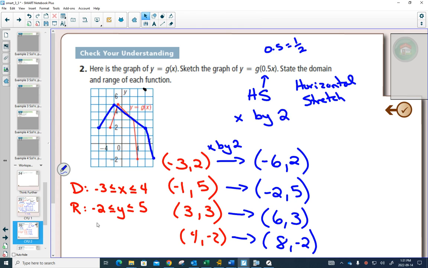For our blue graph, the domain, the smallest x value is -6. The largest x value is 8. And for the range, the smallest y value is -2. And the largest y value is 5.